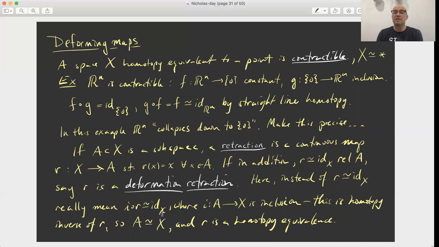So that shows that whenever you have a deformation retraction of a space X onto a subspace A, then that deformation retraction is in fact a homotopy equivalence. So in the example above of Rn being contractible, we found a deformation retraction of Rn to a point, namely the origin.